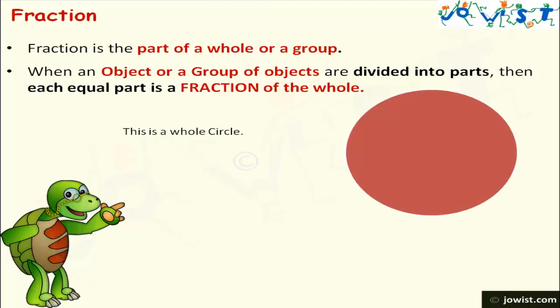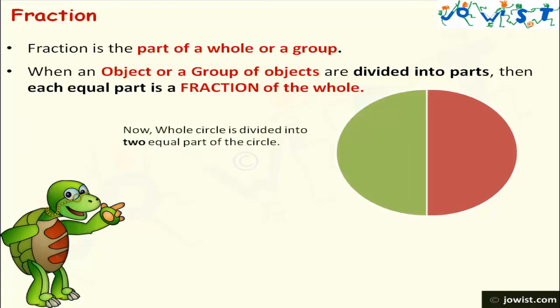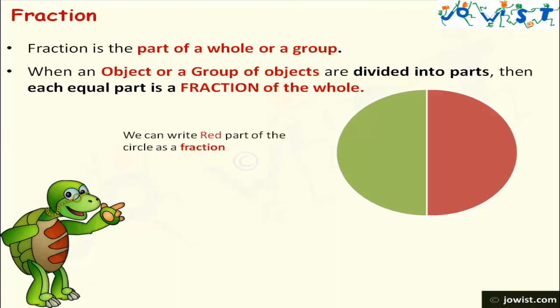Take a circle. This is a whole circle. Now, the whole circle is divided into two equal parts of the circle. We can write red part of the circle as a fraction. As the circle is divided into two parts, so we write 2 in the denominator, and as red is one part of the divided circle, so we write 1 in the numerator.